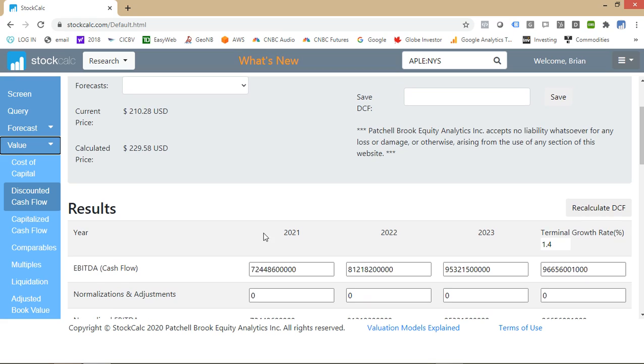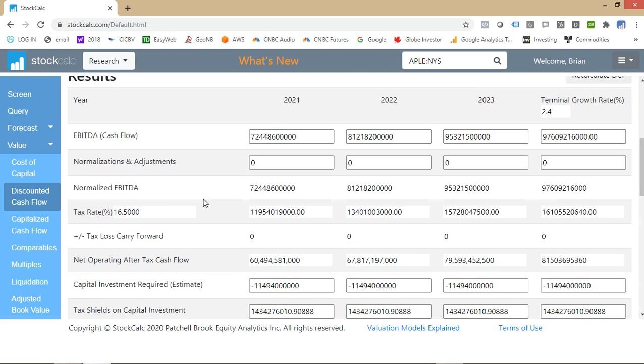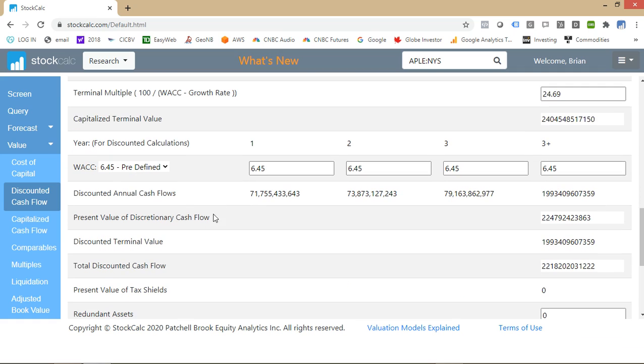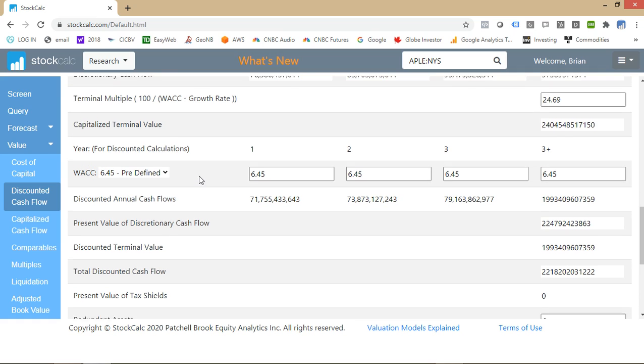So if we do a few quick calculations, for example, if we look at the terminal growth rate and change it from 1.4% to only 0.4% long term, you can see our calculation drops quite dramatically. Conversely, if we went up to 2.4, there's a significant swing in there. So the model is very sensitive to something like terminal growth rate. Same is true for tax rates and especially cost of capital.